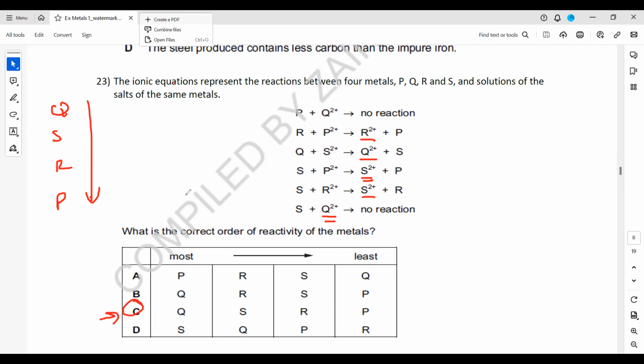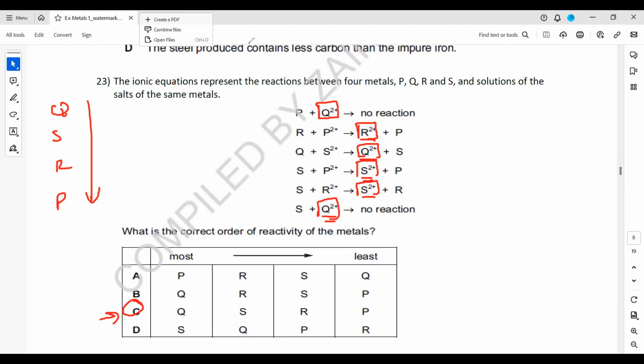So a simple way to identify: if there is no reaction, check the reactant which is an ion, that is more reactive. If there is a reaction, check the product which is an ion is more reactive, because a more reactive metal exists as an ion. If the reaction happens, check the product. If the reaction does not happen, check the reactants, which is existing as an ion.